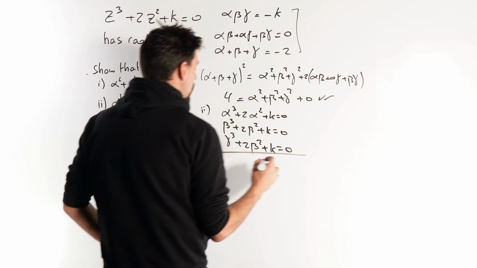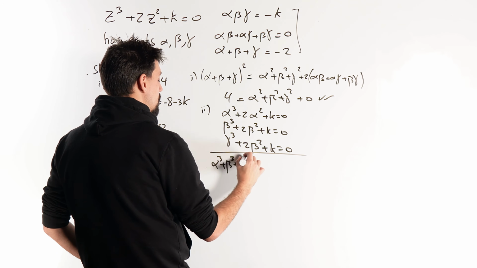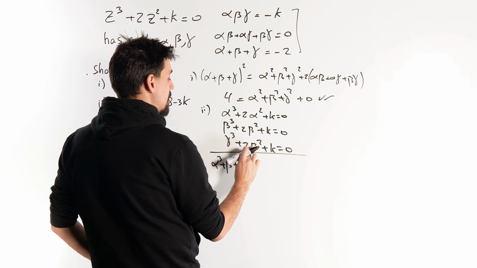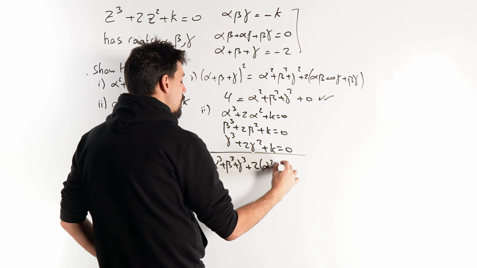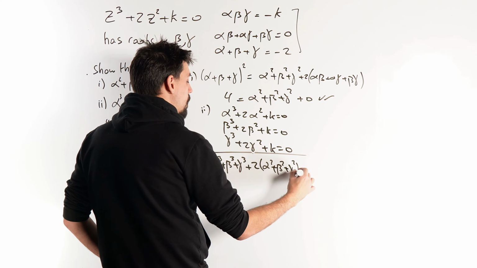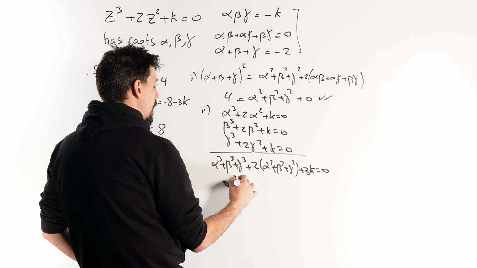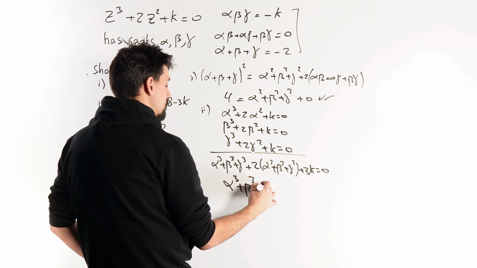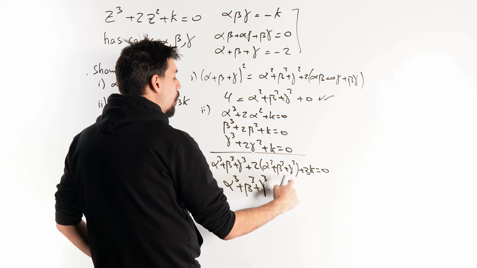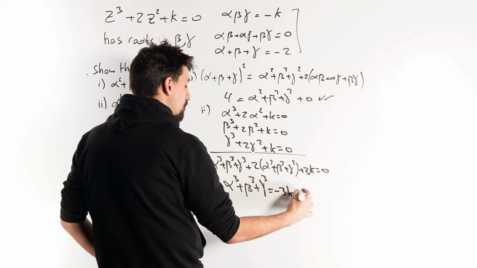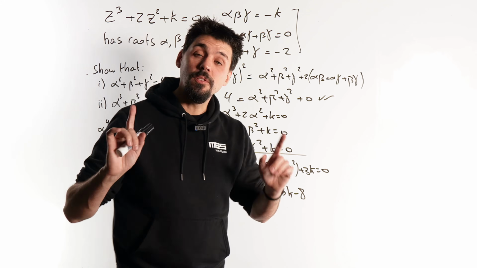And if I add all of these, I will get the fact that alpha cubed plus beta cubed plus gamma cubed, that's a gamma in here, isn't it? Plus 2 times alpha squared plus beta squared plus gamma squared plus 3k is 0, which gives me our result. Because we know that that is 4, and we are done. Much nicer way to do it.